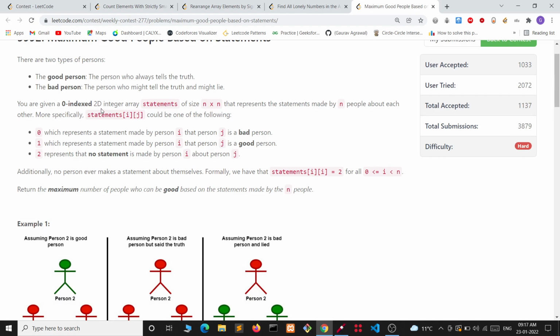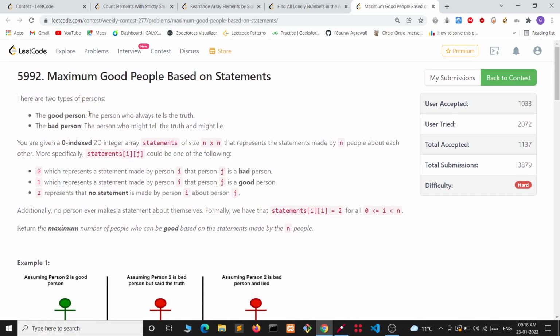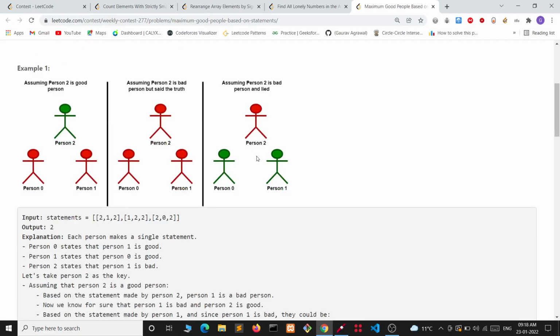Now we are given a zero-indexed integer array statements, which is of size n cross n, and there are three types of statements. If statements[i][j] is 0, it means person i is saying that the jth person is bad. If it is 1, then person i is saying that the jth person is good. If it is 2, then person i is making no comment about person j. We can see that a good person always tells the truth, and the bad person can also tell the truth and might also lie. Now let's understand better with the example.